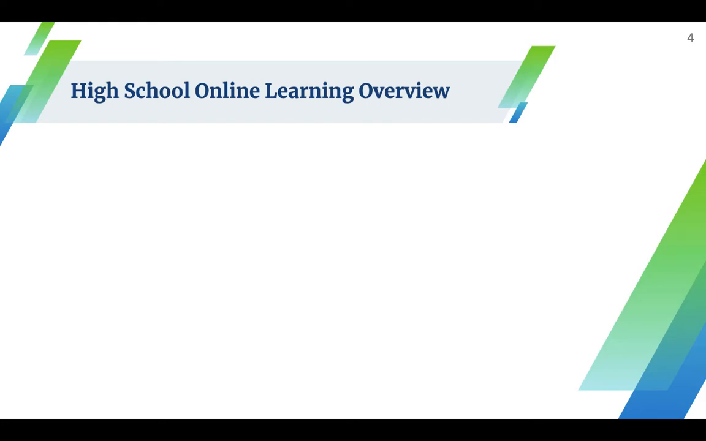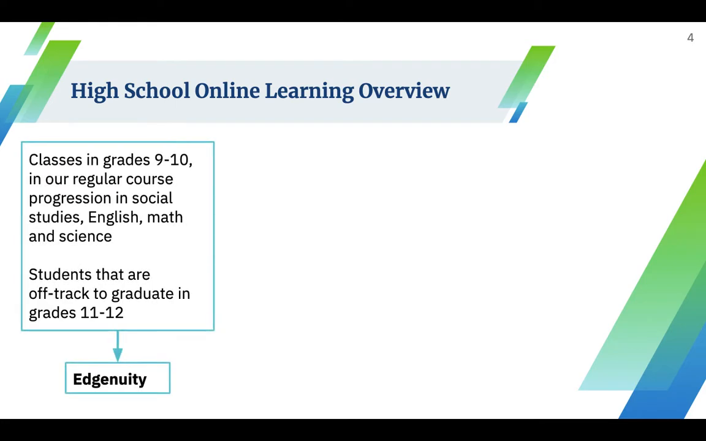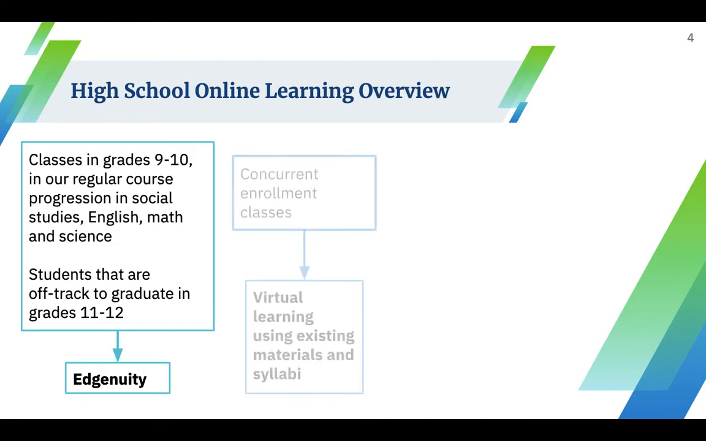Just to give you an overview of what's happening at the high school during these trying times, if a student is in 9th or 10th grade and in one of the core classes, so social studies, English, math, or science, or they're in 11th and 12th grade and they're off track to graduate, they will be completing their coursework through Edgenuity. Edgenuity is our credit recovery software program or platform, but they've purchased the district license, so now we have access to a ton of different classes. So those students will be completing quarter four through that platform.